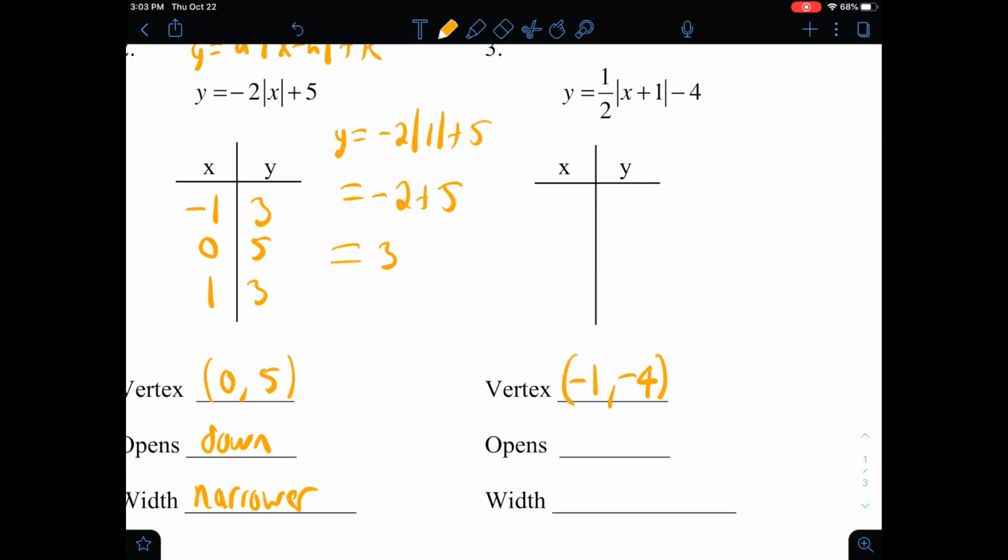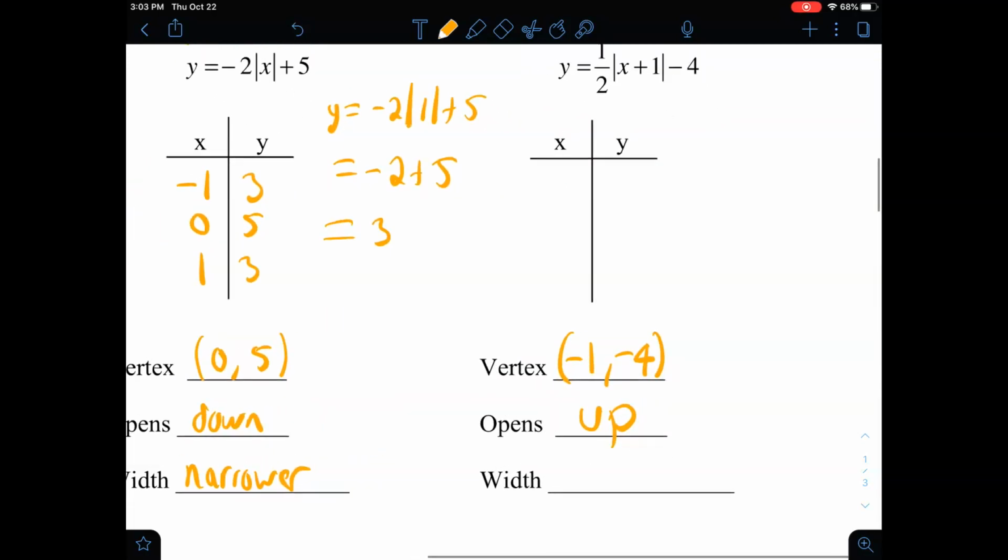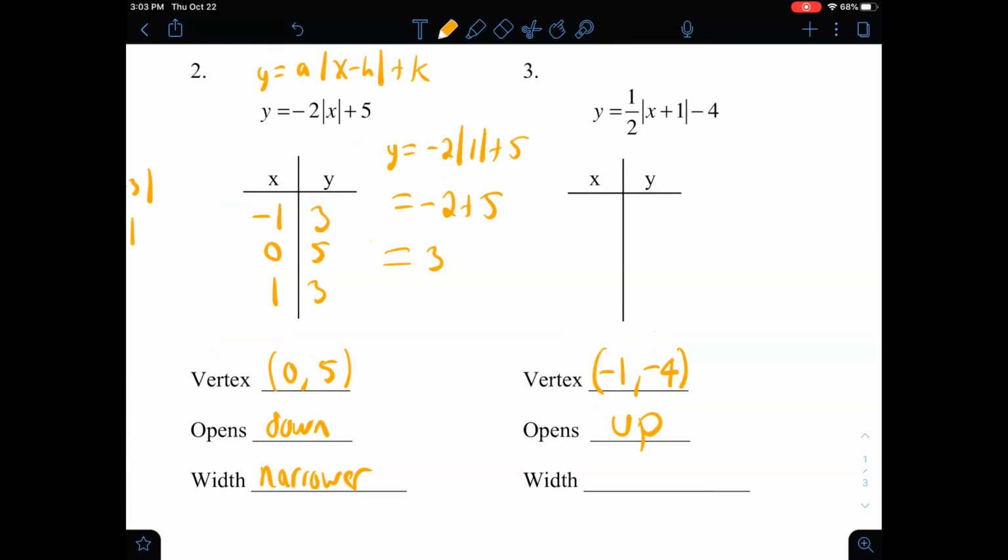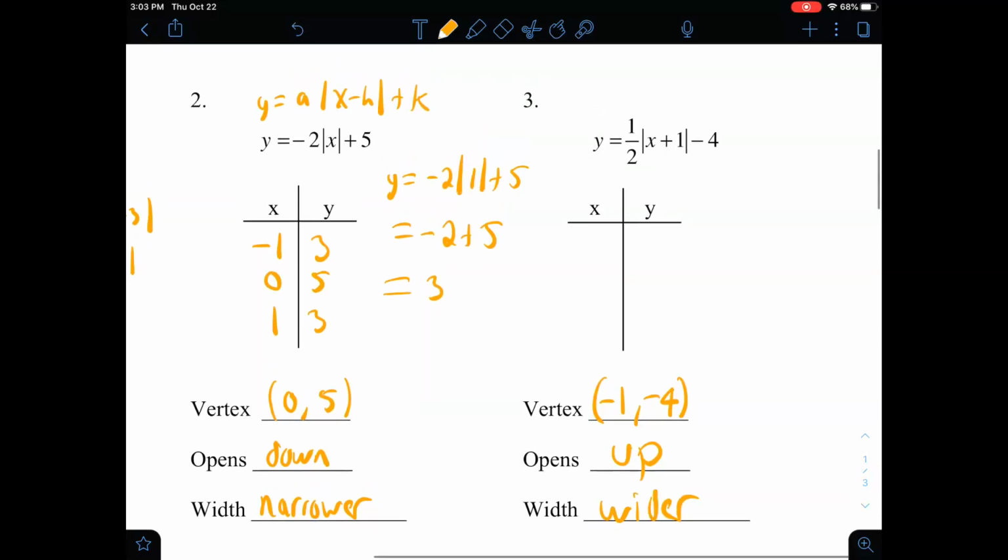Does this open up or open down? Is 1/2 positive or negative? It's positive, so it's going to open up. And is it going to be wider or narrower? Well, 1/2 is less than 1. Whether it opens up or down depends on whether a is less than 0 or greater than 0. Since a is less than 1, this is going to be a wider width.